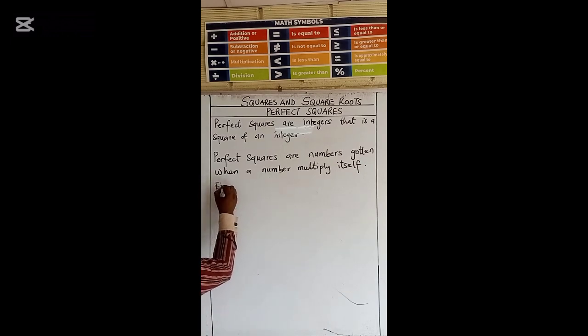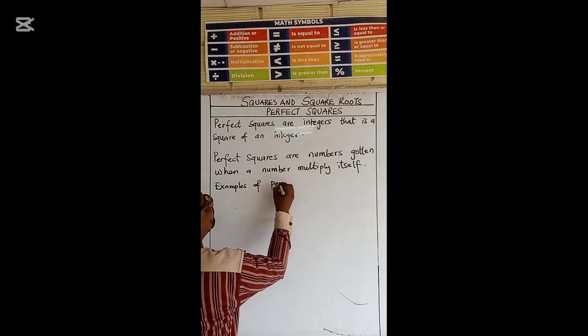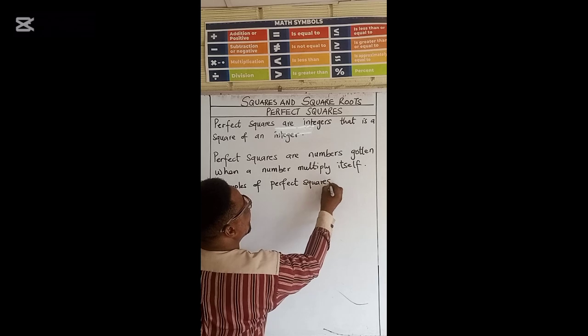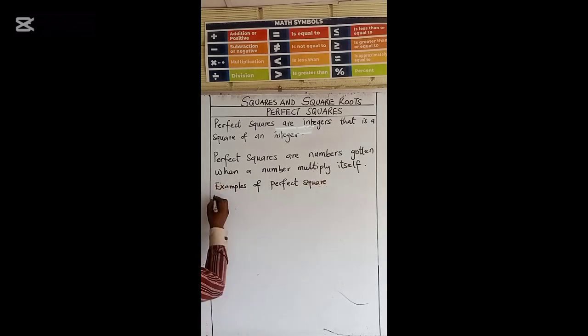Okay, examples of perfect squares. Let's say our numbers are 1, 2, 3, 4, 5, 6, 7, 8, 9, 10, and so on. So when a number multiplies itself, the result is a perfect square. When a number multiplies itself, the result is what? Perfect square.